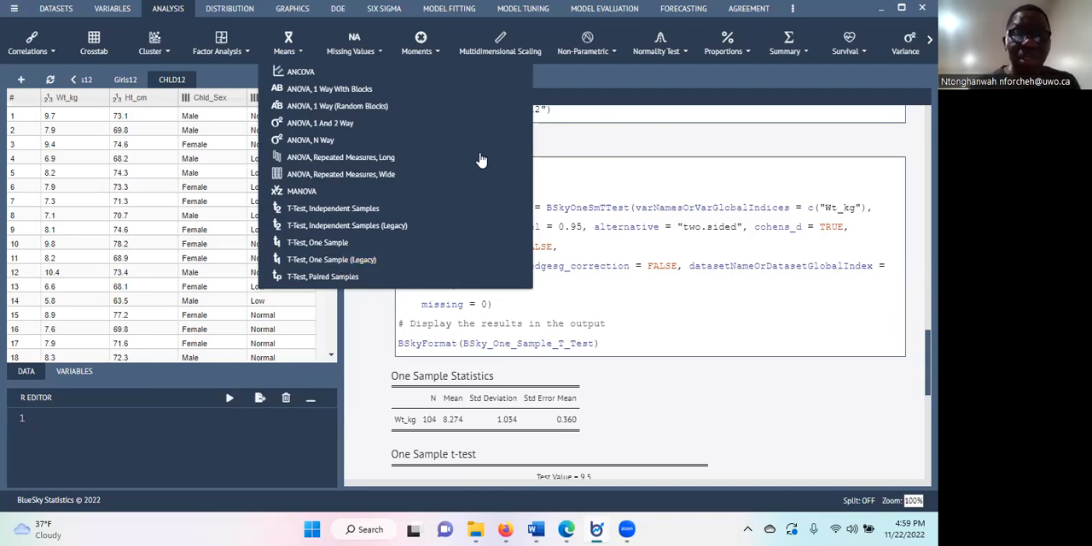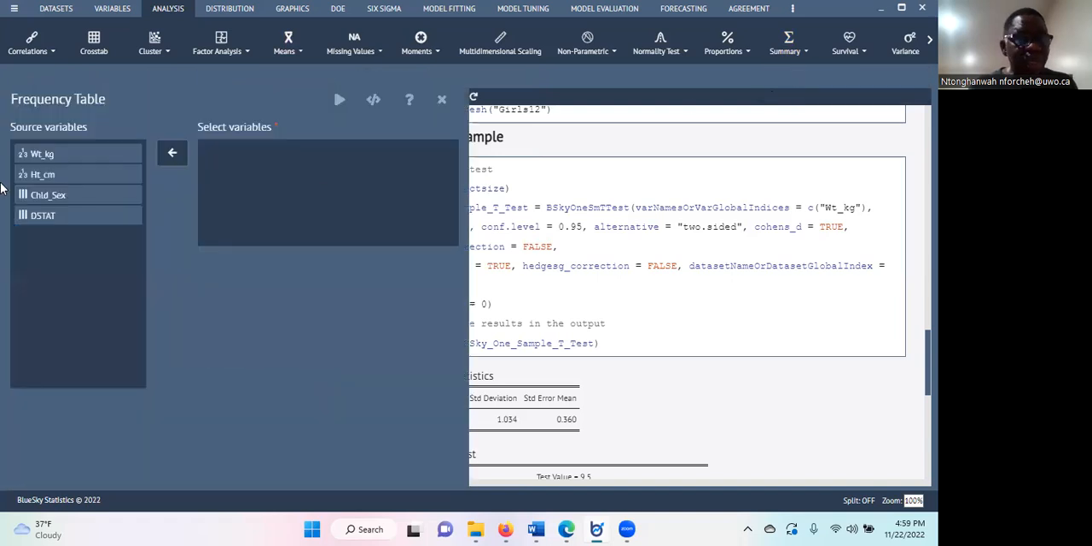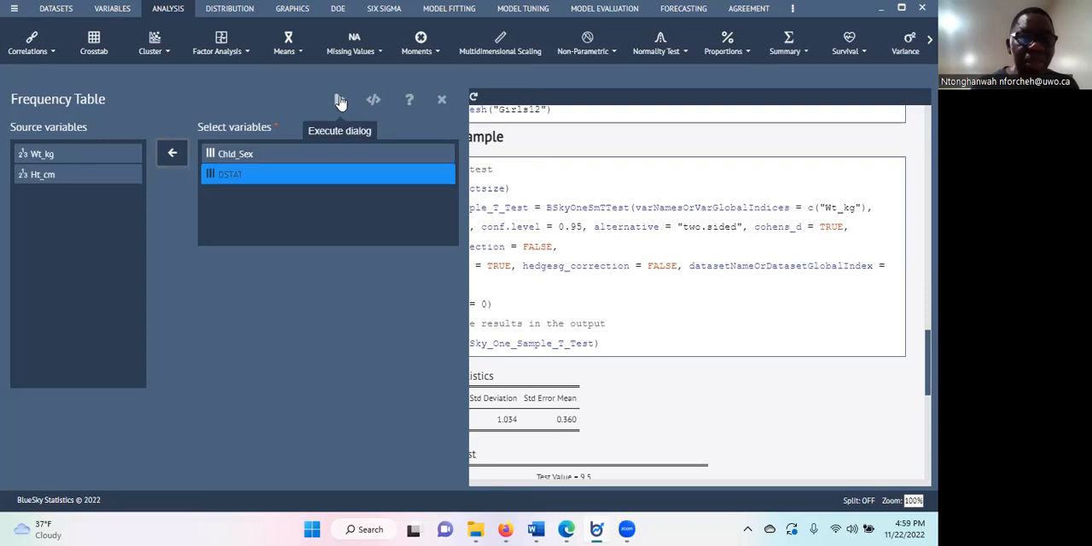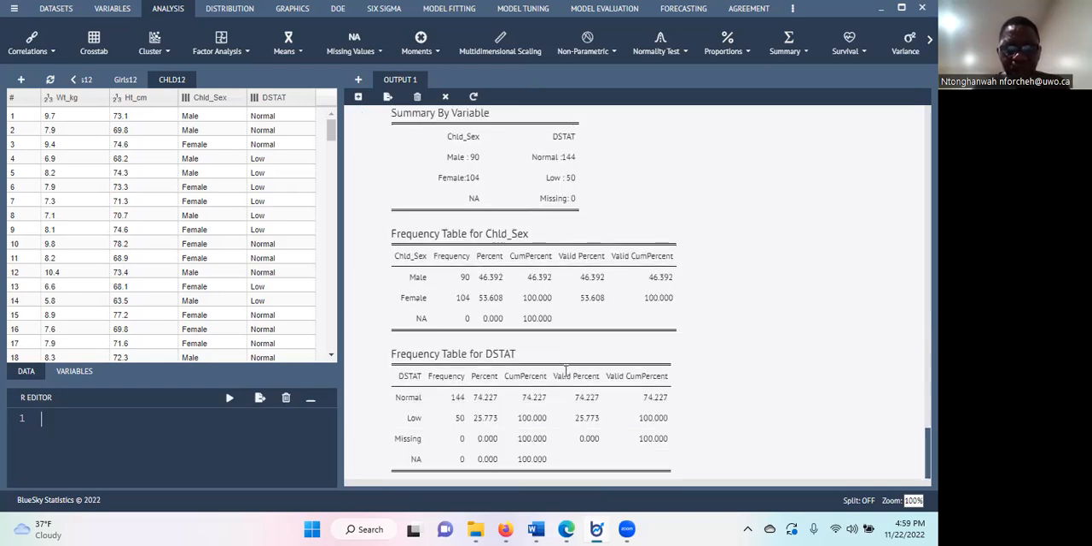In fact, we can just check that. We can go to summary, frequency, and then tell us the distribution. Actually, let's just do the two of them. Let's see how many children are in each group. But we already knew that it should be 90 and 104. As we see, male there were 90, female there were 104. What about the D-stat? Where's our D-stat? D-stat is 144, 50. There are no missing values in that case.